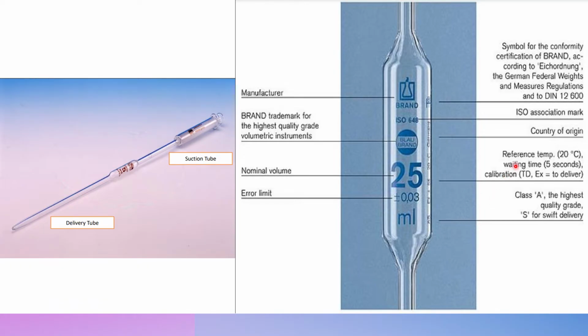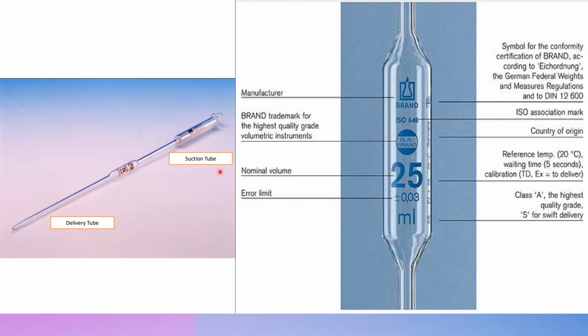It must also contain the reference temperature. So in here, it's 20 degrees Celsius. Then your waiting time before dispensing the fluid to the receiving vessel. That's 5 seconds. Calibration, this one is TD. What does TD mean? TD is to deliver. Here it says to deliver. Also, it contains a Class A, the highest quality grade. And when you see the letter S, it's for swift delivery. So those are the labels or writings that can be seen on a certain pipette.